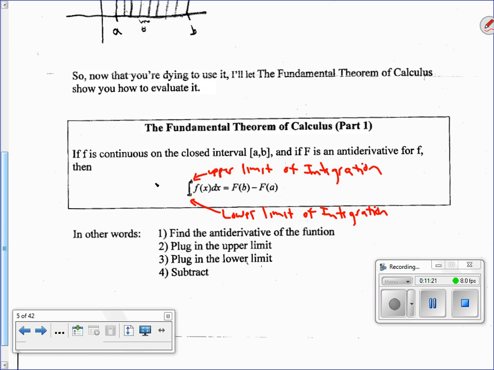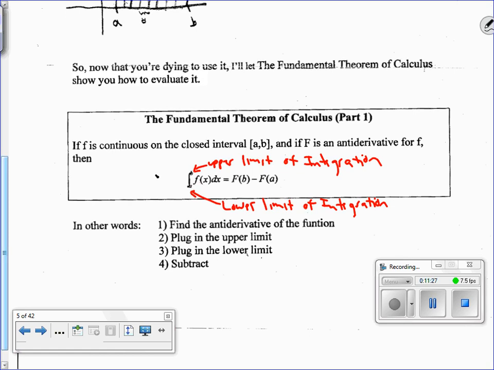So you're going to actually get a number when you do this, which is exciting. We haven't seen numbers in a while. Okay, so we understand the process. You get the antiderivative of whatever the function is. You plug in the upper limit into the antiderivative. You plug in the lower limit of integration into the antiderivative, and then you just subtract. And that's your answer.